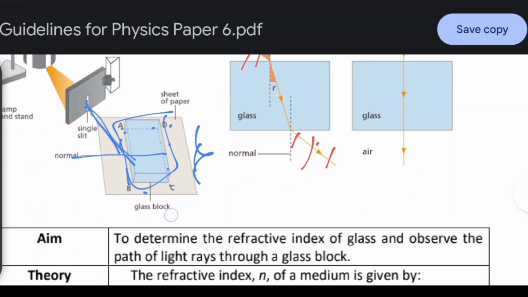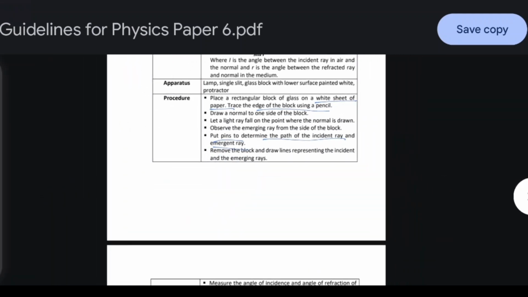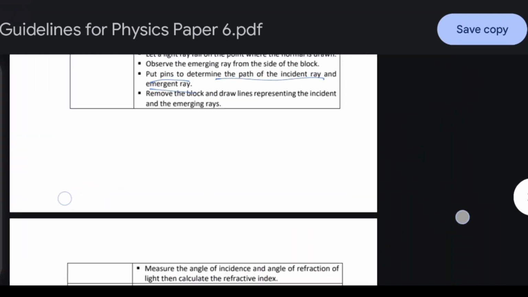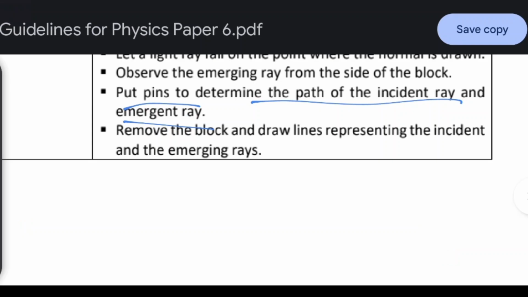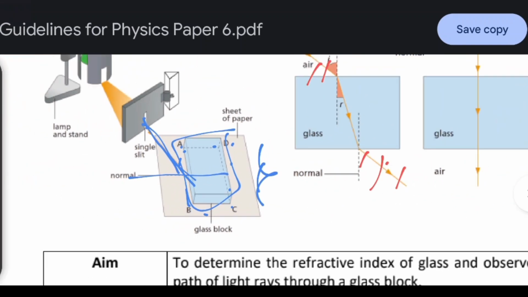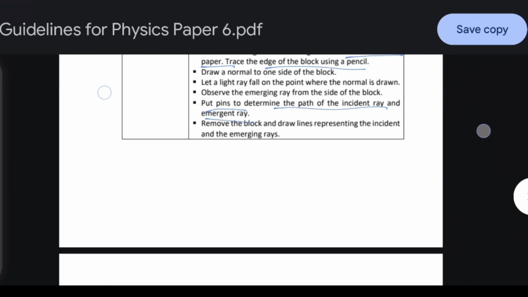Again, you will follow all these techniques, like pins being vertical and all. It's given here. Remove the block and draw the lines representing the incident and emerging ray. You will remove this block now. You'll take out this block and you will draw the lines where you kept the pins. Wherever it was going, you will draw those lines.